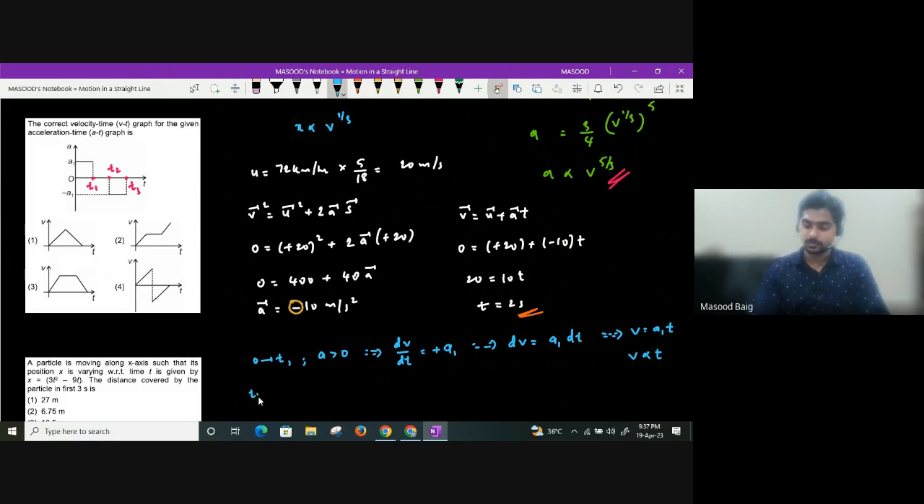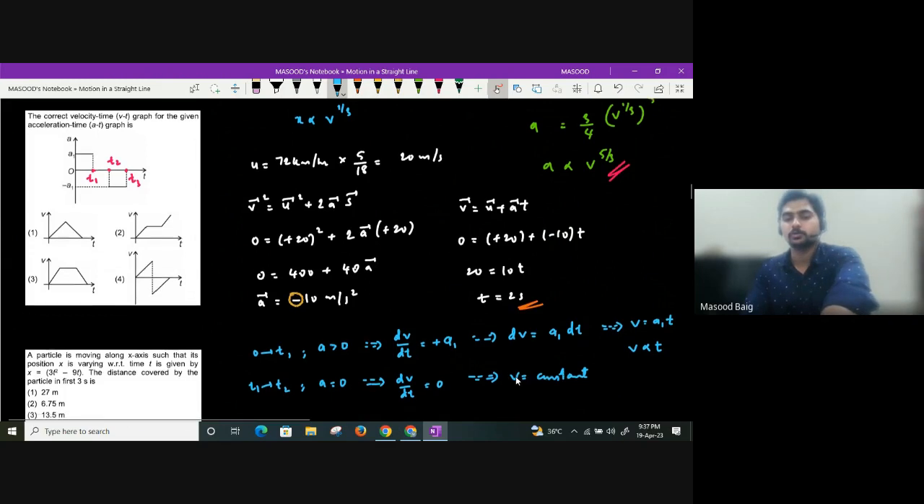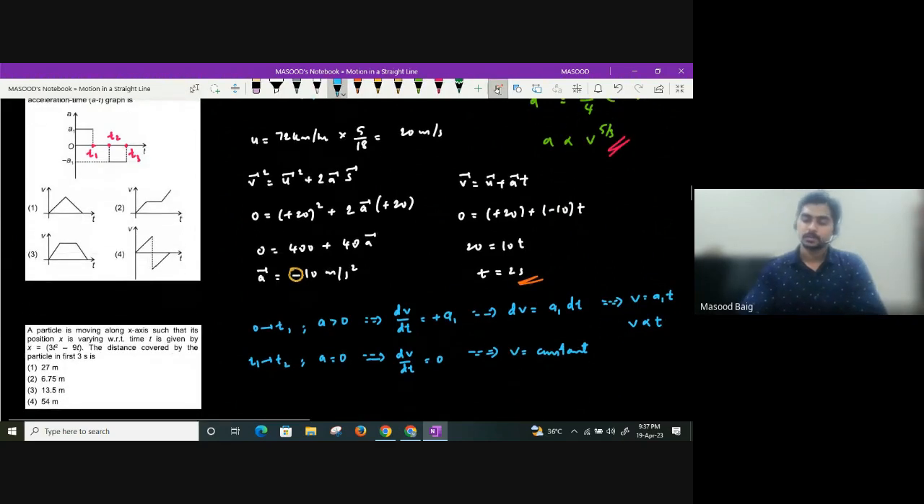Now if I take T1 to T2, what is acceleration? 0. Implies what should dv by dt be? Also 0. Implies what we can say? Velocity should remain constant. So from T1 to T2, it will follow a constant graph. Then in the same manner, if you take T2 to T3, guys, what is acceleration? Negative value but constant. What will I get dv by dt as? You will get it as some minus a2 or minus a1, whatever it is.